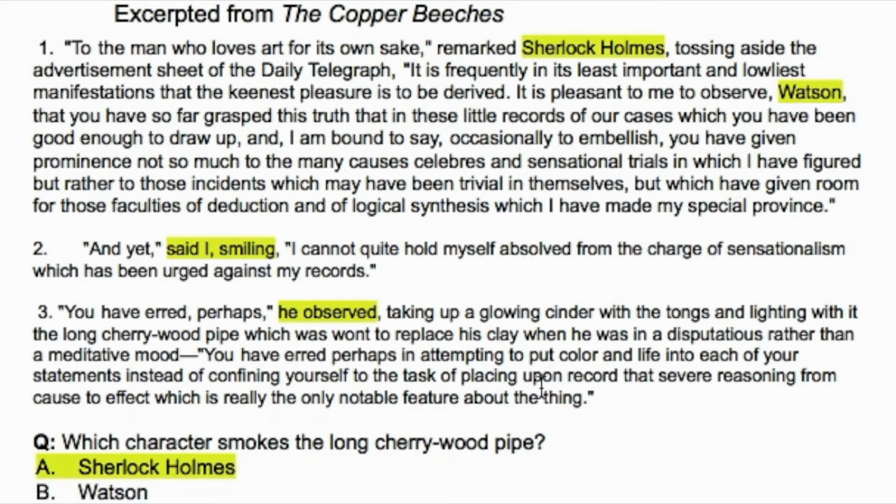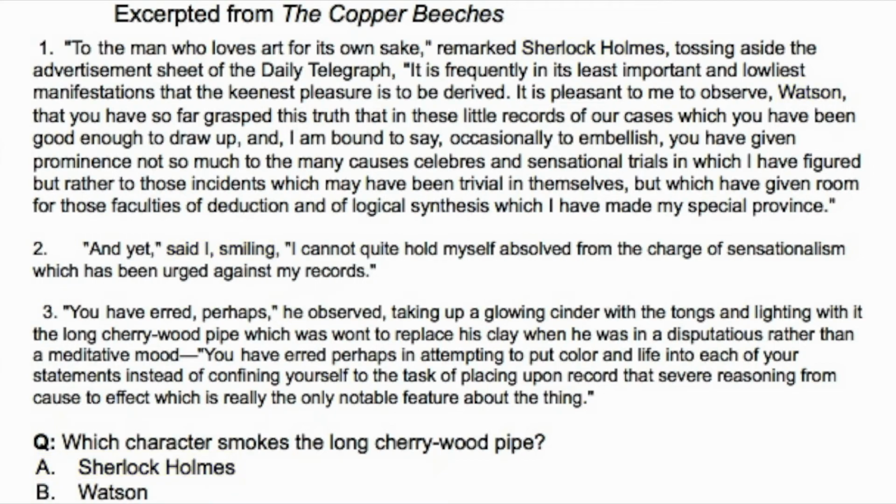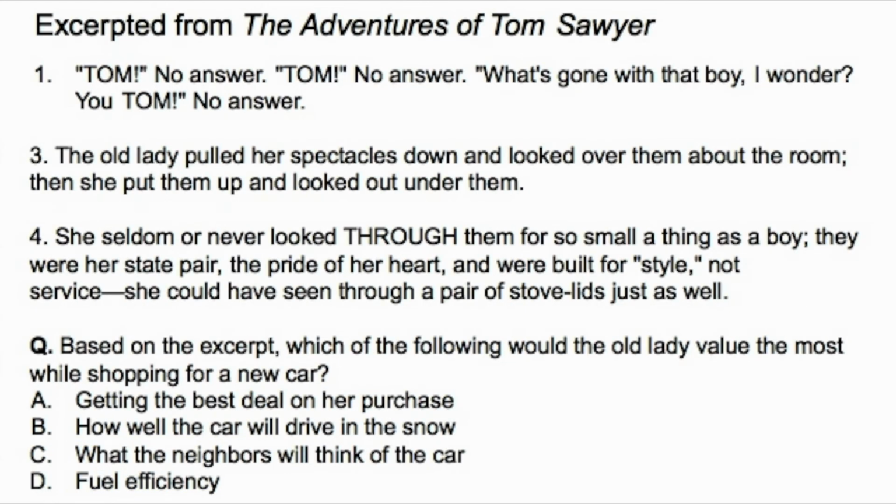So it goes on to say, "You have erred perhaps," he observed. And who is he here? Well, he, of course, is Sherlock Holmes. And the sentence goes on to say, he observed, taking up a glowing cinder with the tongs and lighting it with the long cherry wood pipe. So we know that that's Sherlock Holmes. Hopefully this explanation is clear and makes sense. Again, I know this is a tricky passage with a lot of old-sounding words, a little harder to pick through, but if you got this right, really good job. And if not, still give yourself credit for trying and for sticking with me through a harder passage.